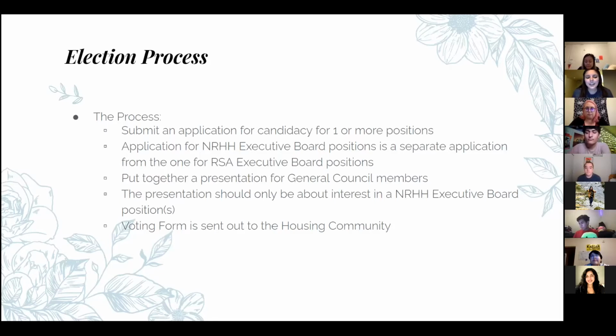You will put together a presentation to give our general counsel, which is this time right now, in a couple of weeks, presenting on why you are interested in the position. And this presentation should solely be on your interest for the NRHH e-board. So if you are doing a presentation for the RSA position, just make sure that this one is separate from that. And then again, a voting form will be sent out to the housing community after those presentations happen.